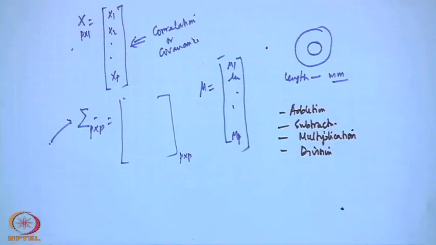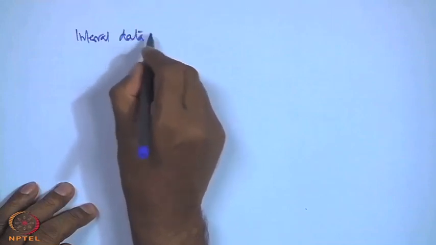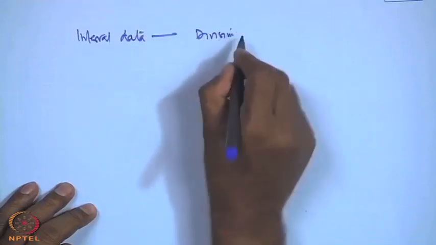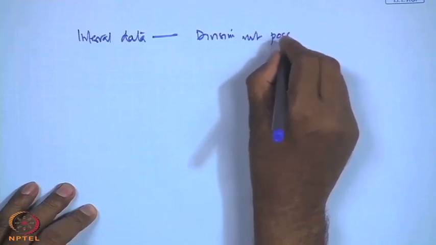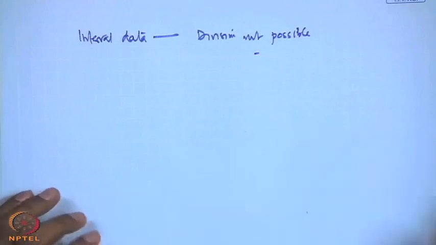But when you do division, you will find out that when you change the scale, ultimately you will find that they are not matching. So, in interval data, you cannot go for division. Interval data, division not possible. All other arithmetic operations possible.